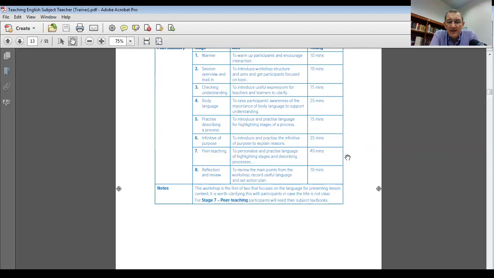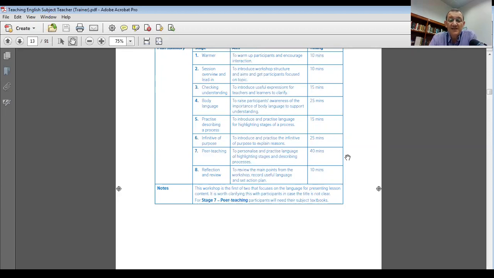Step 7, peer teaching. So this is a long stage, it's 40 minutes, and you're going to ask the teachers, the participants, to prepare and practice micro teaching a process. And that can be anything, either something that they teach or something general from general life. Could be just making a cup of tea. Describe the process. So this is where you're bringing the language together. They should be using the language which you have introduced in this session.